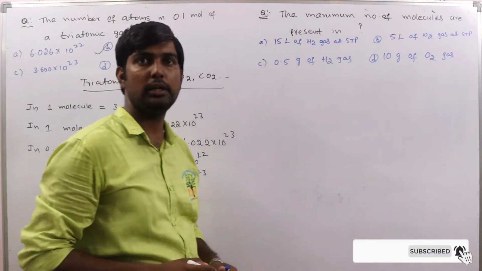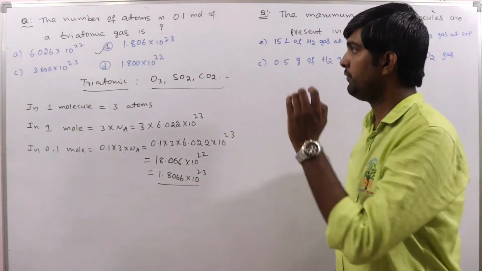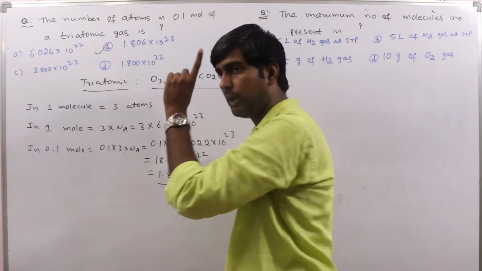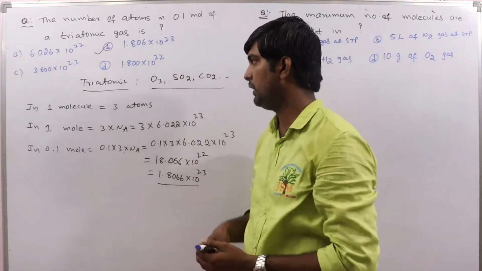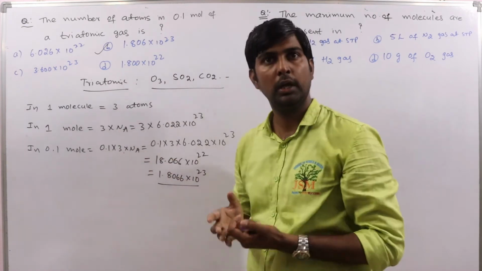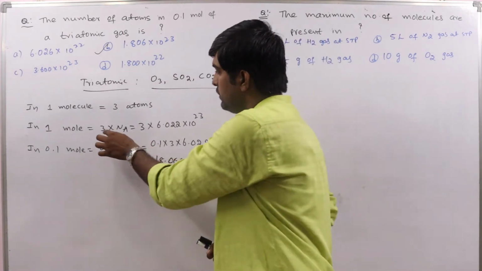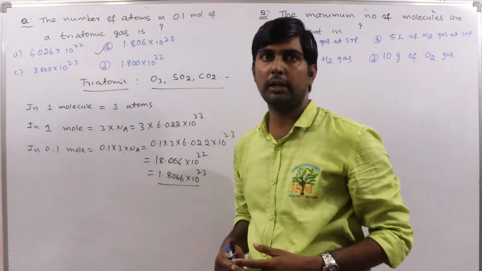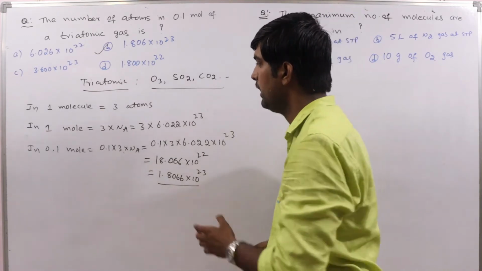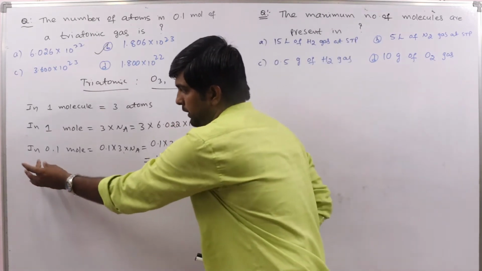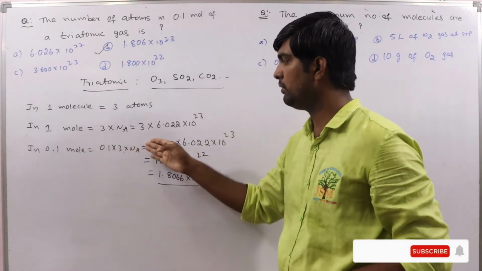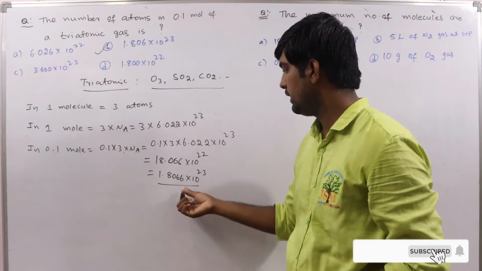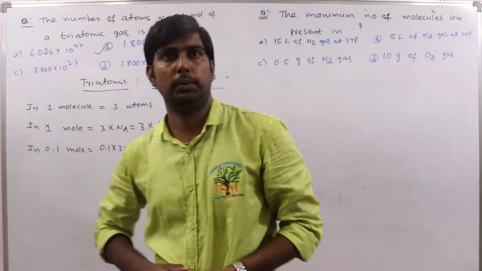So what we have done is very simple. First of all, triatomic means one molecule of a triatomic gas has 3 atoms. In 1 mole 3 into Avogadro number of atoms are present. Yes or no? So that's why this is the value. Next, in 0.1 mole, 0.1 into 3 into Avogadro number. So we get this value, right? Very simple.